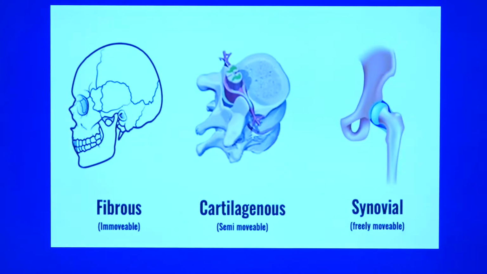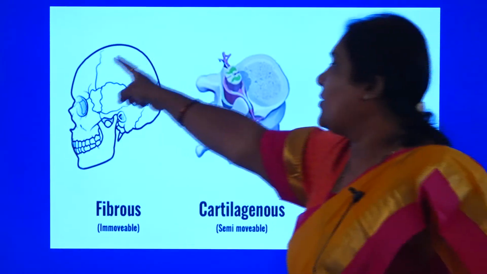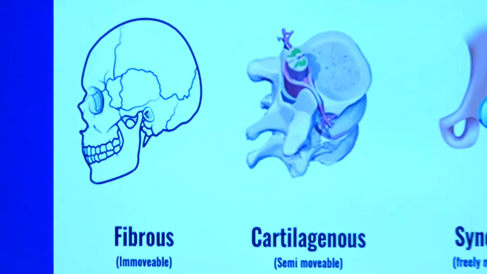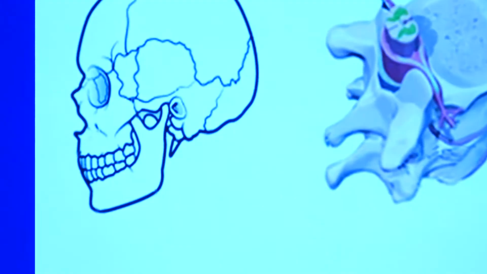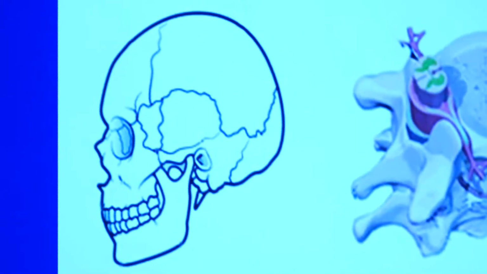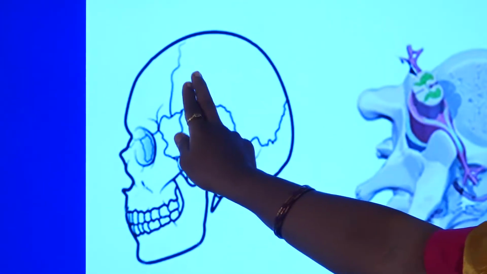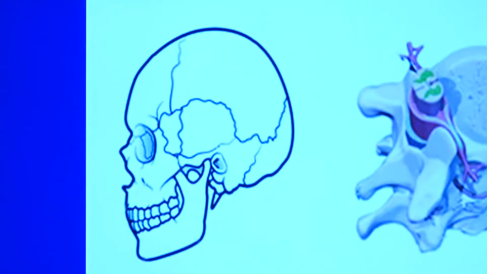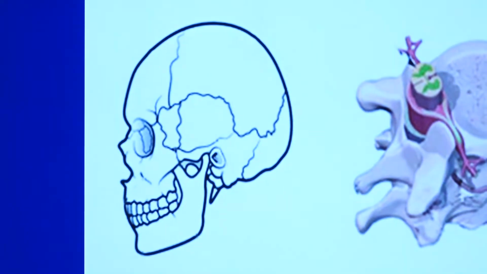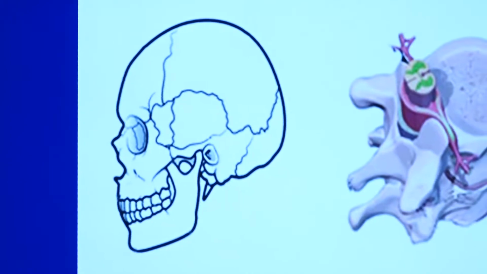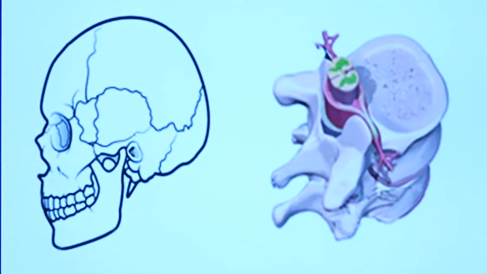Where do we find these fibrous joints? I have explained to you about the skull bones. In the skull bones there will be the frontal bone, parietal bone, temporal bone. All these bones are just fused with each other by the help of a joint which does not move, and that joint is the fibrous joint.